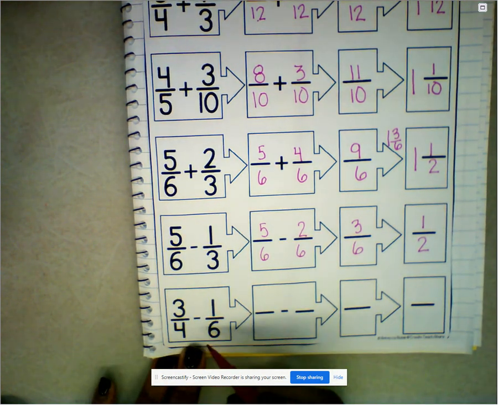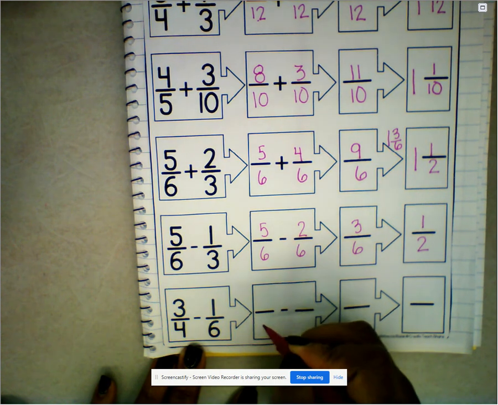Last one, I'm going to look for a common denominator. The lowest common denominator for both of these is 12.